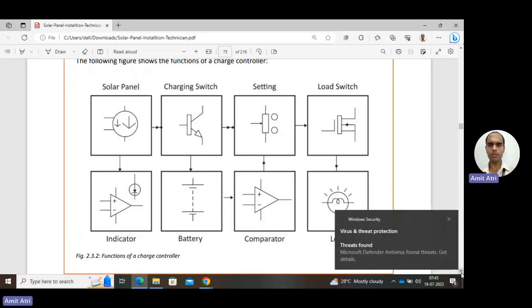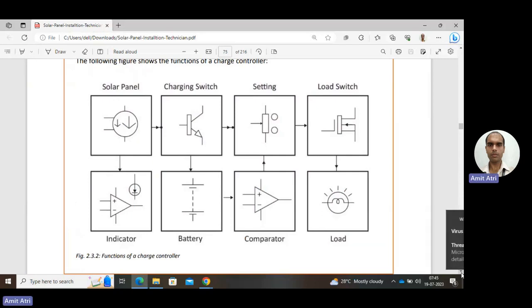If it has reached the minimum level, then it will switch off the load. If it has reached the maximum level, then it will switch off the charging. Then the load switch. Through this switch, it will perform the switching operation. Finally, the load switch to the load.